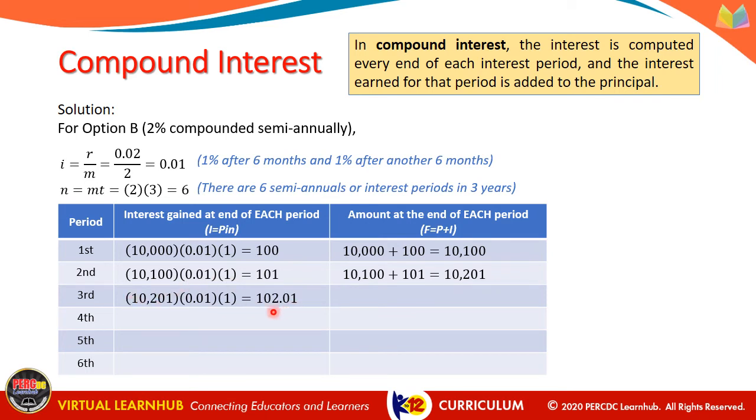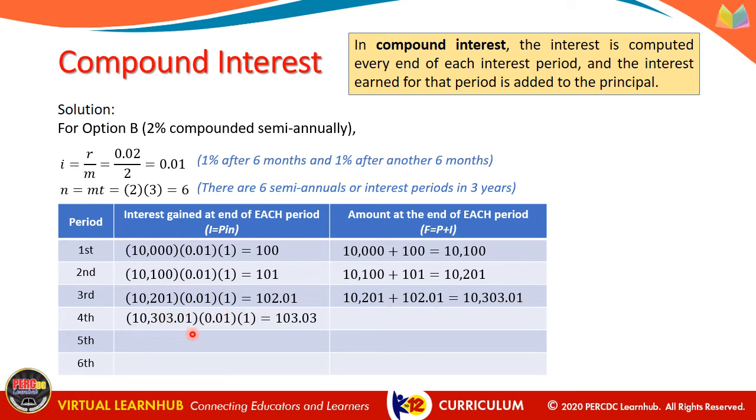For the third period, or for the third 6 months, the interest gained is 10,201. This is the value of money at the end of the second period times 0.01 times 1. Another interest period, the third 6 months. The interest earned for the third period is 102.01. So the future value at the end of the third period is 10,201 plus 102.01. That is equal to 10,303.01.